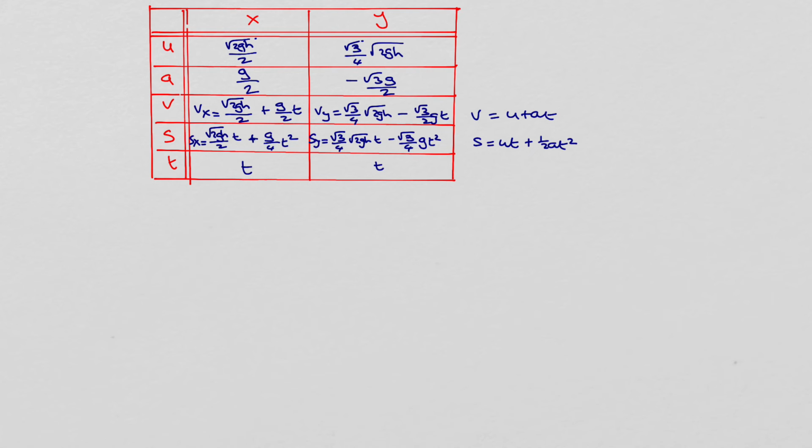So now we have every equation we could possibly need for this question, but we're looking for the range. So for the range, we're looking for s of x. So if we look at the equation here for s of x, we can see we're clearly going to need our time of flight. So we know that on landing, our time of flight is going to be equal to 0 for s of y.